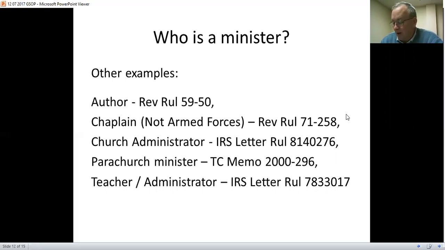Generally, as we said earlier, a teacher or administrator that is doing work for a religious organization would be service qualified as a minister. And the regulations in Regulations 1.107, specific services include the performance of teaching and administrative duties at theological seminaries. So if you're in a religious school, you can be treated as a minister. If you're an administrator at a church, you can be treated as a minister.